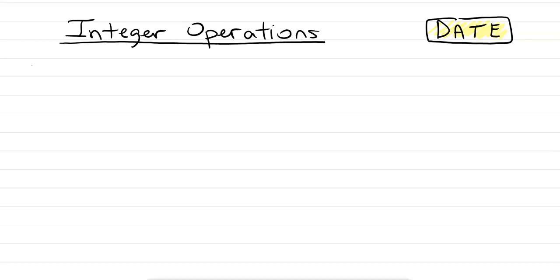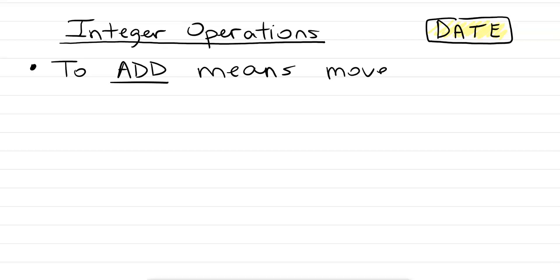So when we're working with integers, the first operation we'll do is adding. If you want to add, it means you move to the right on a number line.